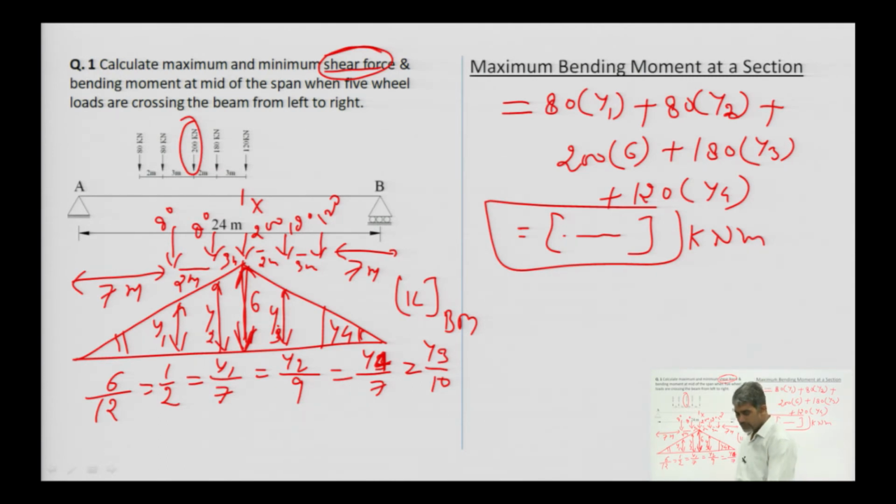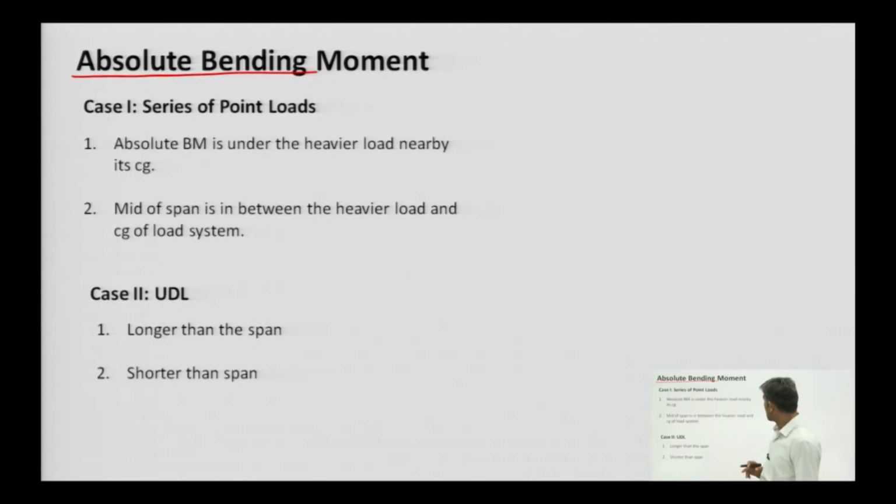The next type of problem which I discussed in the previous slide is that we need to find the absolute bending moment. Absolute bending moment, I have defined, is the condition in the beam where we get the maximum bending moment. No section is given. We need to find the section. Okay, so the next is absolute bending moment.